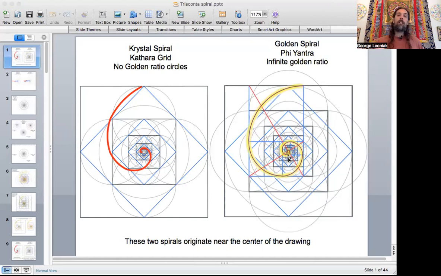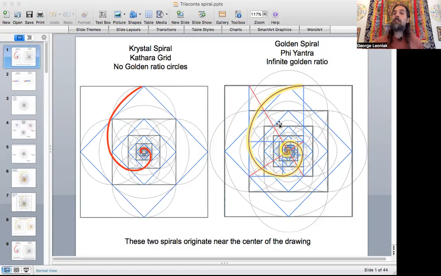Now, one of the things with the Krystal Spiral, this here on the left, the Kathara Grid, is that it doesn't have any golden ratio circles. If you're familiar with my channel, I really work with the golden ratio circle templates that I call the golden circle templates from different perspectives, and I'll show you those in a moment. But what I discovered this past week, I said, let me revisit the Krystal Spiral, which is basically on 45-degree rotated squares nested inside one another.